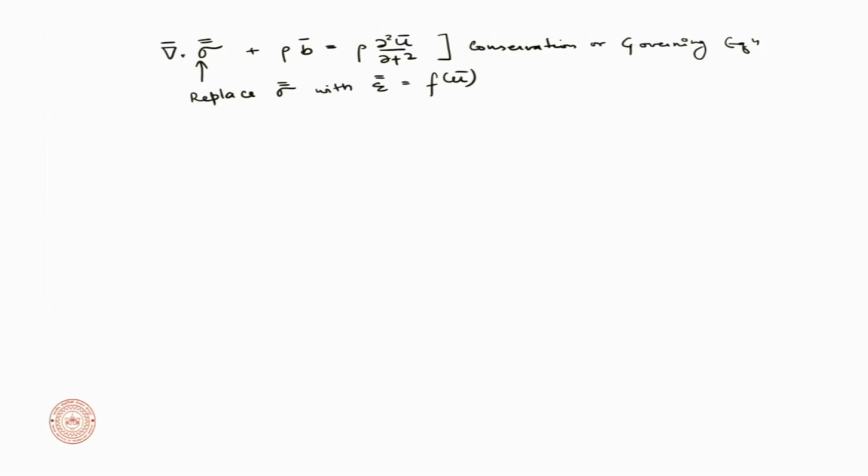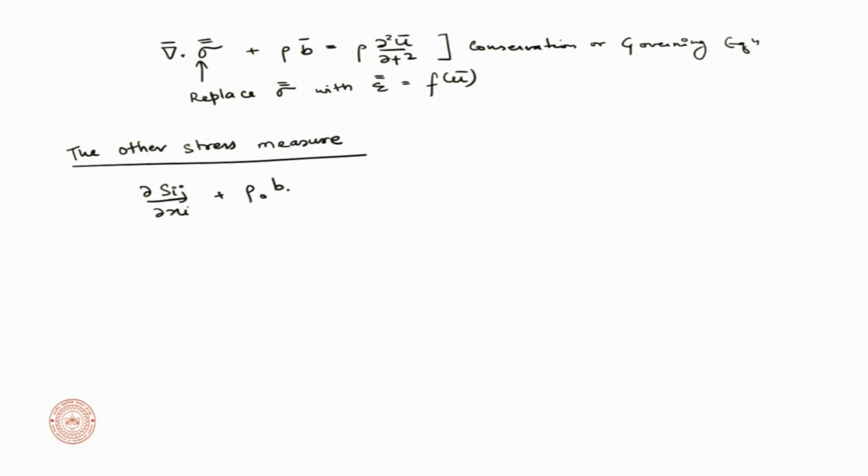All right. If it is clear so far, then we just look at the other stress measures. We have also looked at three other stresses: the Kirchhoff stress, the nominal stress and the material stress. We will see how those fit into this. Kirchhoff stress itself has no physical significance, while the material stress is important. The other stress measures we will have in terms of S_ij, that is our PK1, Piola-Kirchhoff 1, or the nominal stress, del x_i, plus rho naught b_j.